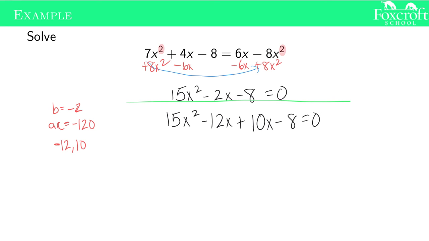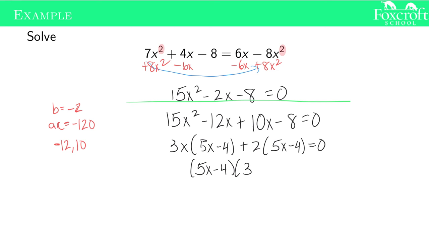Factoring in two groups. The first group I can pull out a 3x. Leaves me a 5x minus 4. Second group, I can pull out a 2. So that leaves behind 5x minus 4. And now I know my final factored form is the 5x minus 4 and the 3x plus 2 that's left over. All right, so that's our kind of second big step.